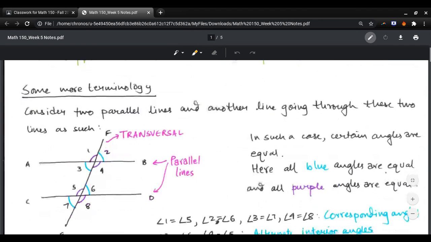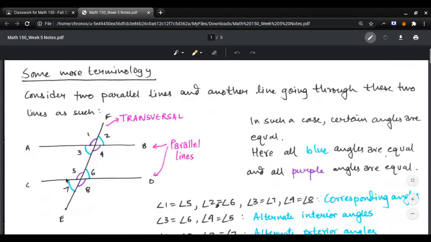So a few more terminology. Lines that never meet are called parallel. So consider two parallel lines, and you have a third line which is going through these two lines in this fashion. This line is called a transversal because it goes through the two parallel lines. Certain angles are formed, namely 8 of these, numbered from 1 through 8, and some of them are equal. All the blue angles here are equal, and all the purple angles, 1, 4, 5, and 8, are equal.